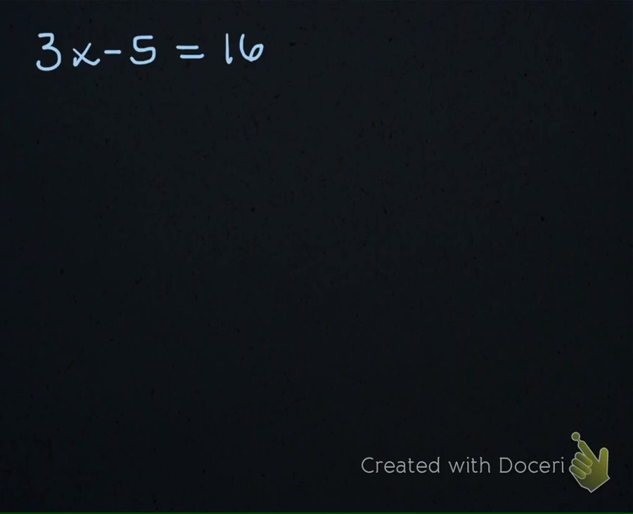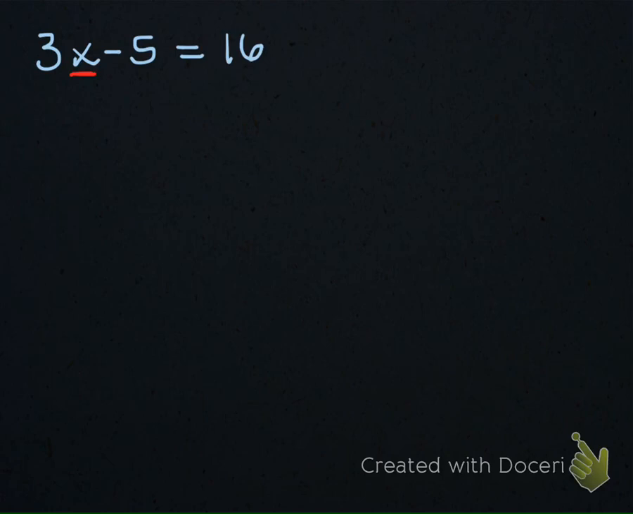So when solving an equation, your goal is to figure out what value of the variable x, right here, makes this true. So we could do this a few different ways. The most probably inefficient way is to guess and check. We could guess, okay, well maybe it's 10, and we could put a 10 in there, 3 times 10 minus 5, and see if it equals 16.